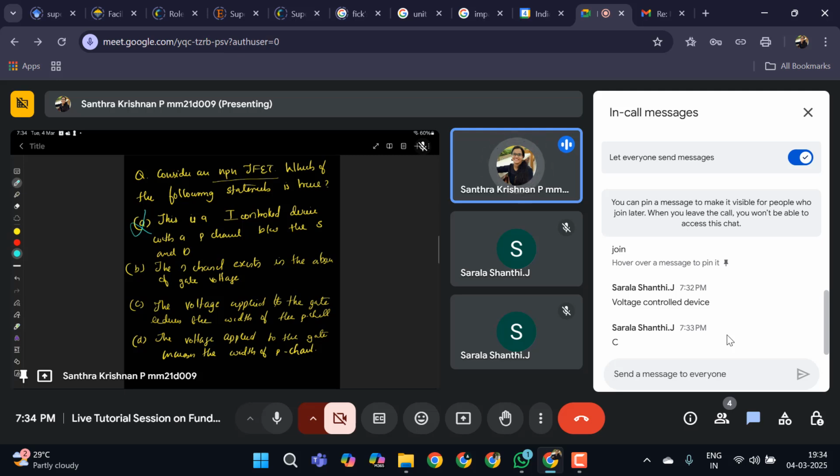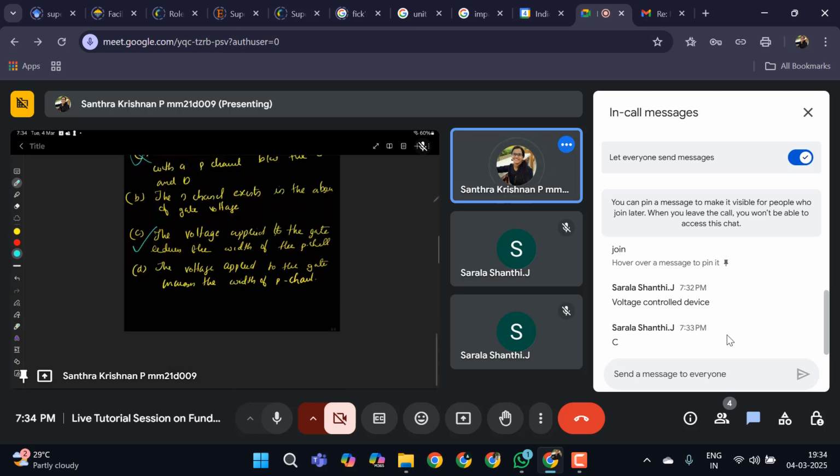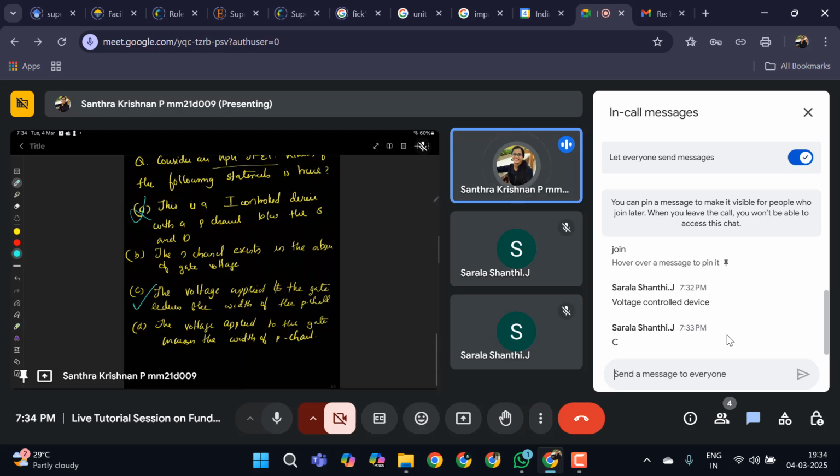So it's not a current control device, it's a voltage control device. Okay, that is there. So we have an NPN, which means that it has a P channel. And then therefore the second option, that is the N channel exists in the absence of gate voltage, that's also wrong. Now when a voltage is applied to the gate, what happens to the width of the P channel? It actually reduces. Therefore the option C is correct. Okay. So now we can move to the next question.